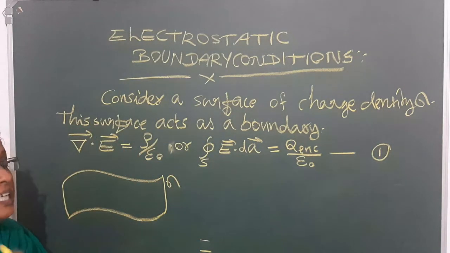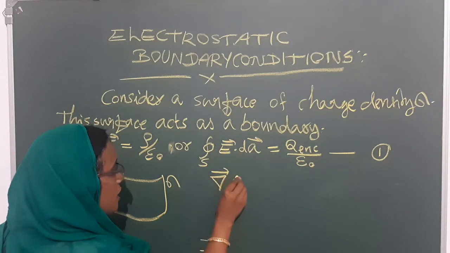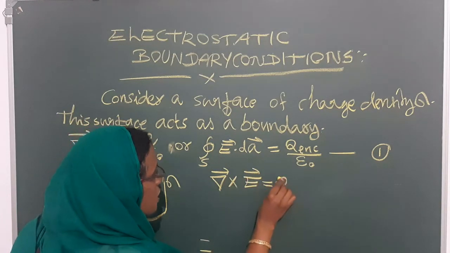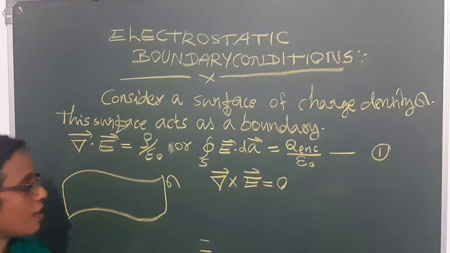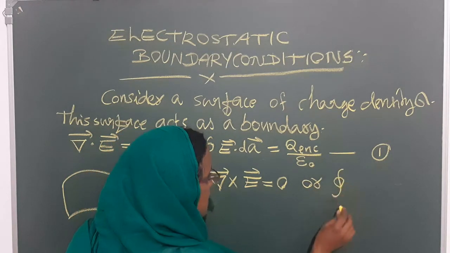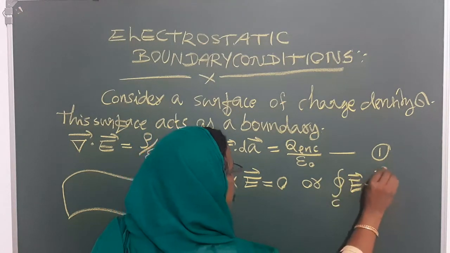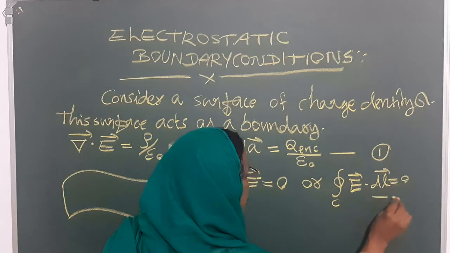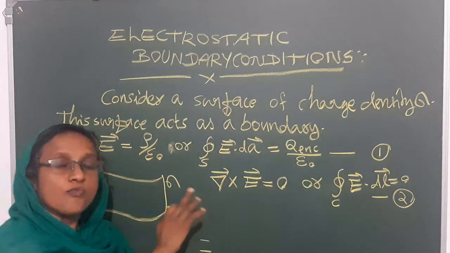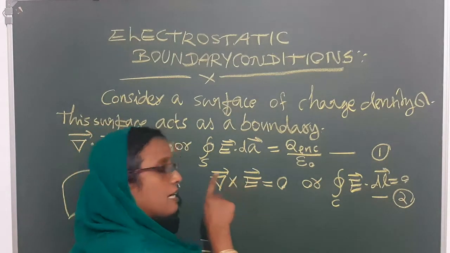Similarly, the electric field is characterized by the second equation, the curl: del cross E equals 0, or the closed line integral of E dot dl equals 0. Using these two equations, we can uniquely describe our vector field, the electric field.